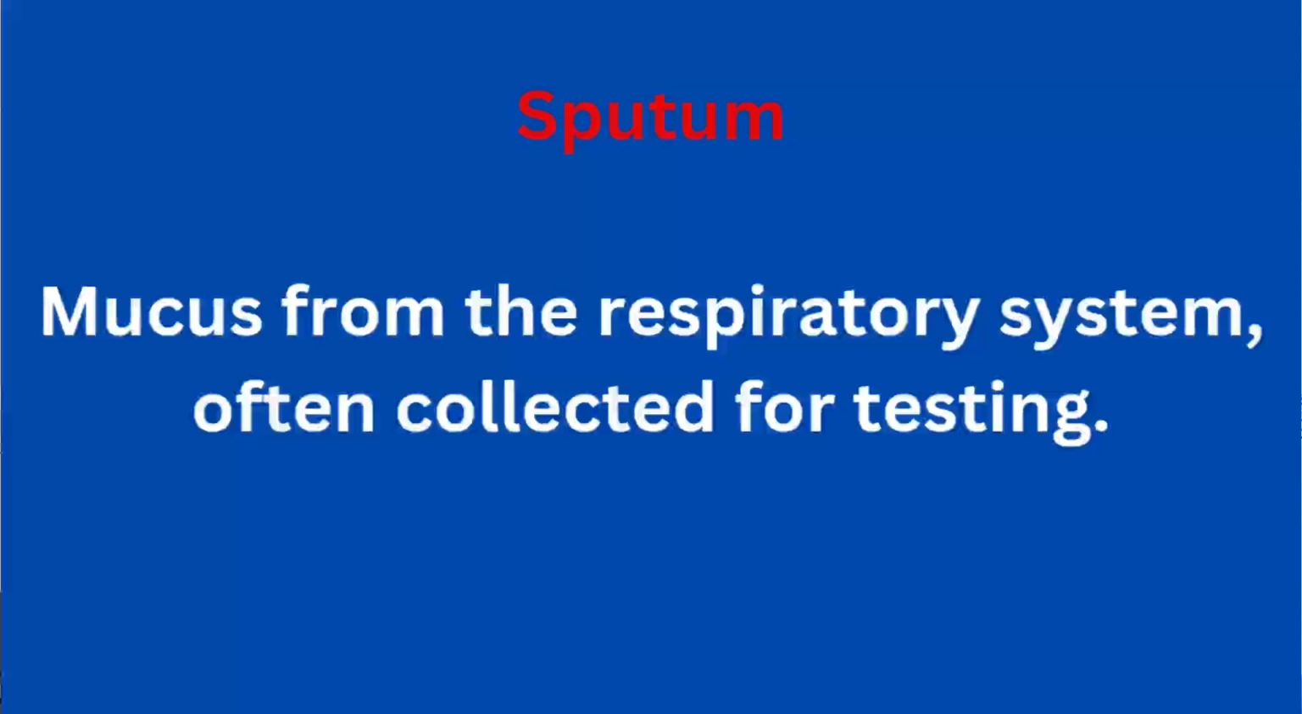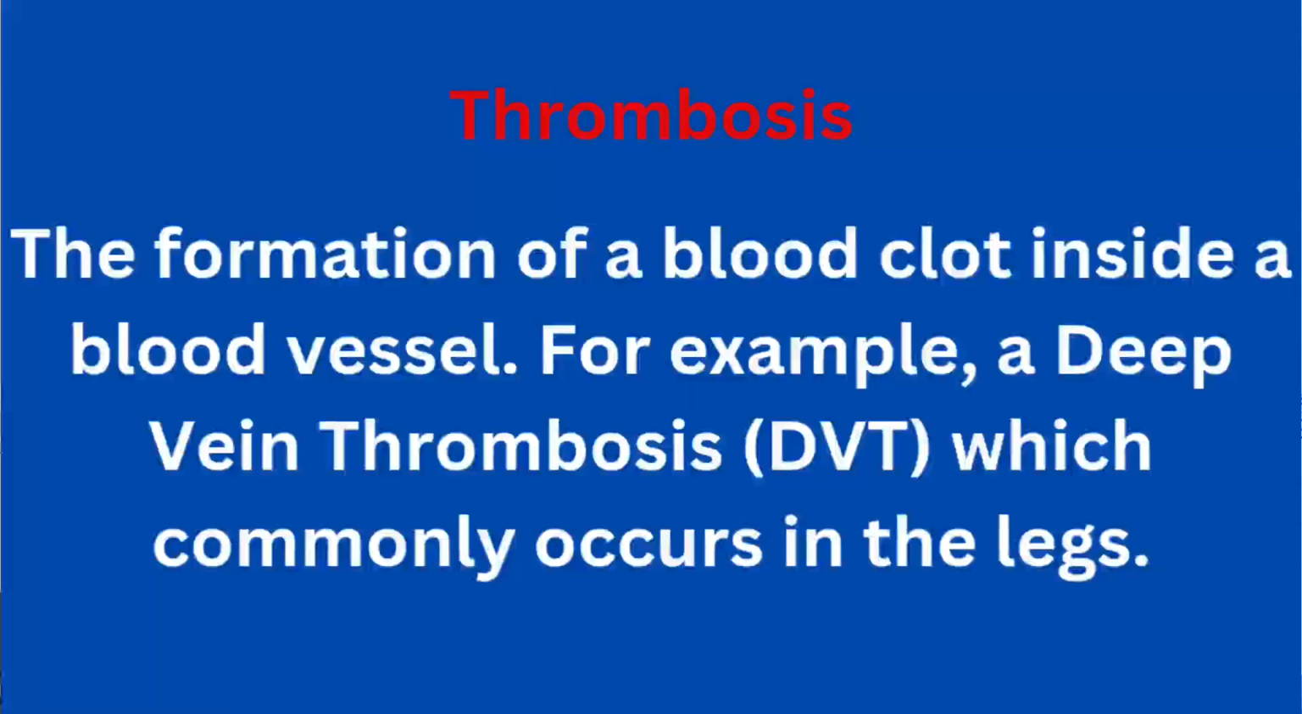It is often collected for testing, as changes in sputum color, thickness, or quantity may indicate a health problem, such as an infection, lung disease, or even cancer. The next word is thrombosis. Thrombosis is the formation of a blood clot inside a blood vessel. For example, a deep vein thrombosis, DVT, which commonly occurs in the legs.